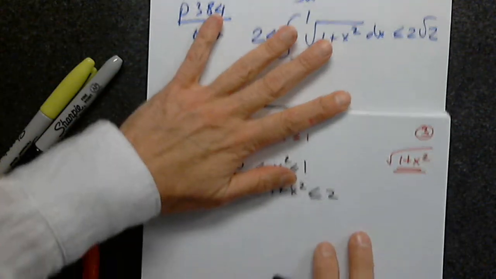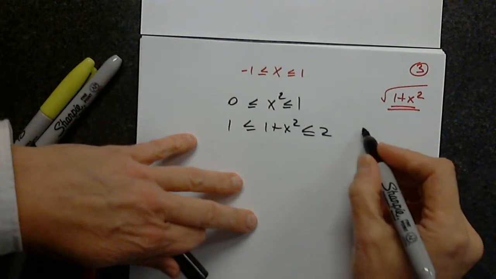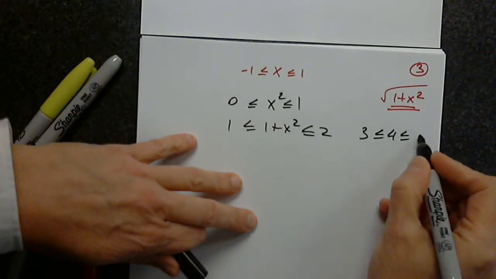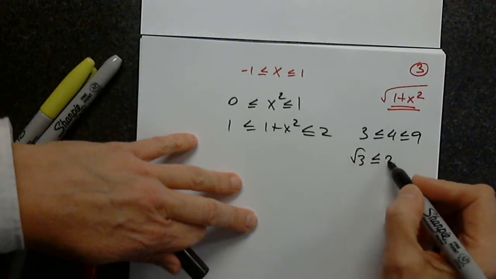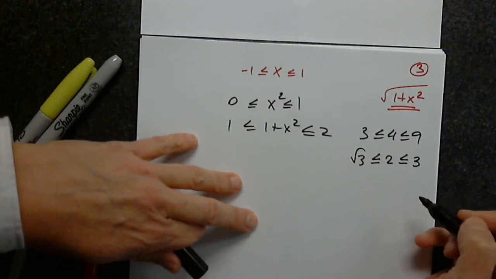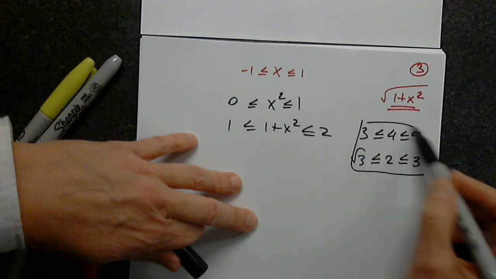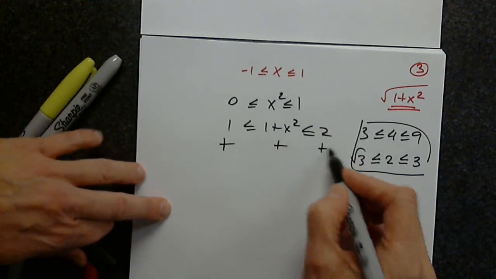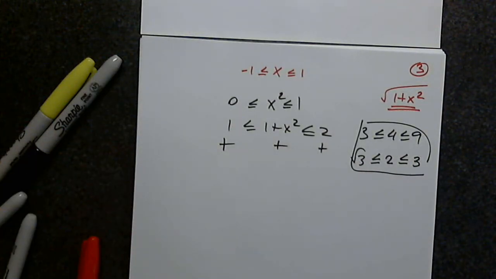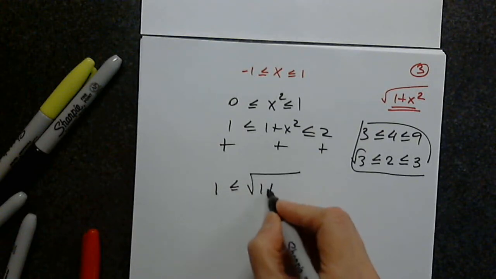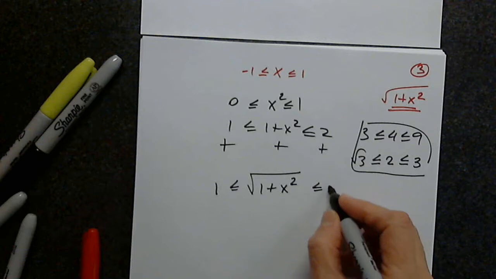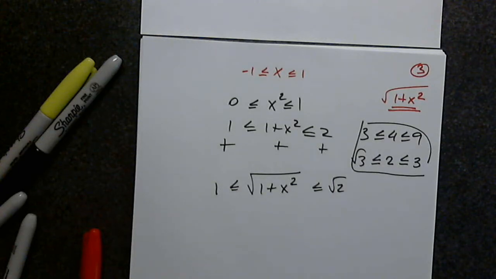So if you want a numerical example, is 3 less than or equal to 4, which is less than or equal to 9? Well, the square root of 3 is definitely less than 2, which is definitely less than 3. So I'm allowed to do this only because all three sides are positive. So then the left-hand side is 1. The middle side is the square root of 1 plus x squared, and the right-hand side is the square root of 2.